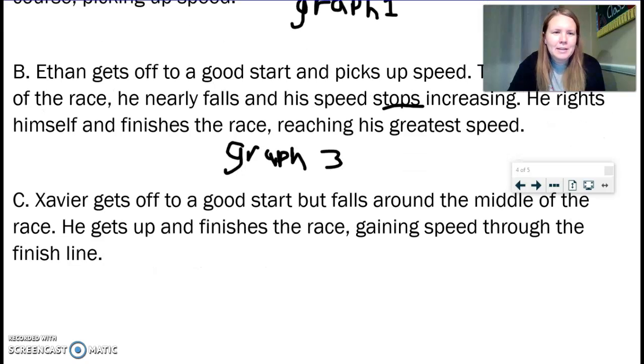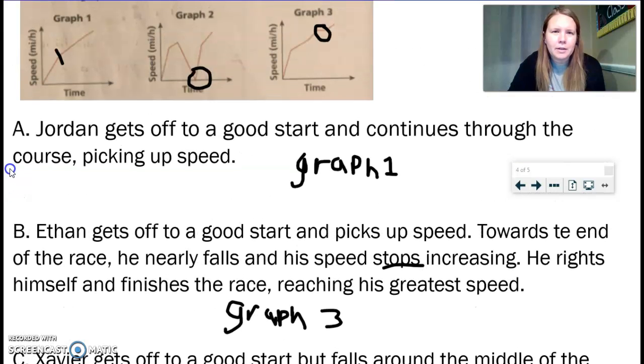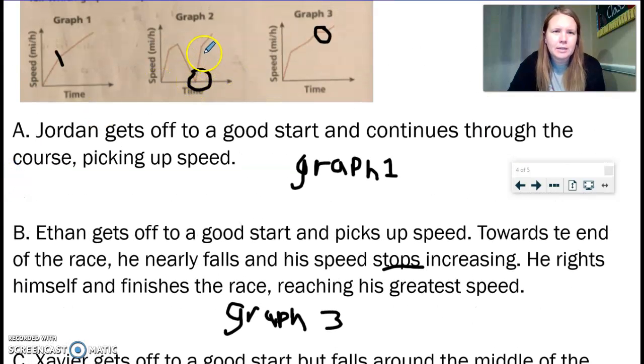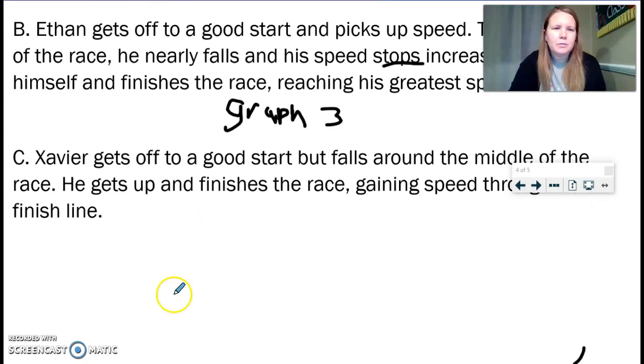Falls in the middle of the race. He gets up and finishes the race, gaining speed through the finish line. And that's what I'm seeing, this gaining speed. He's continuing as time goes on. His speed's getting faster, and he's continuing on. So this last one, I would say graph 2, as best as I can write this.